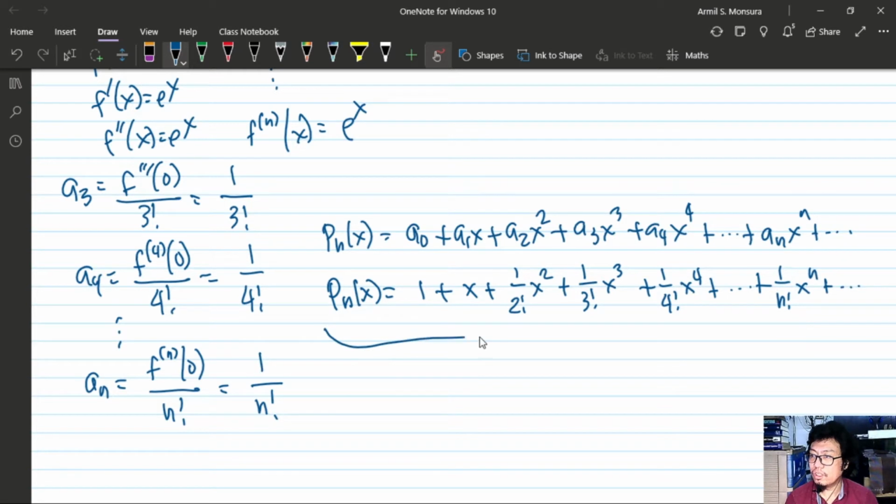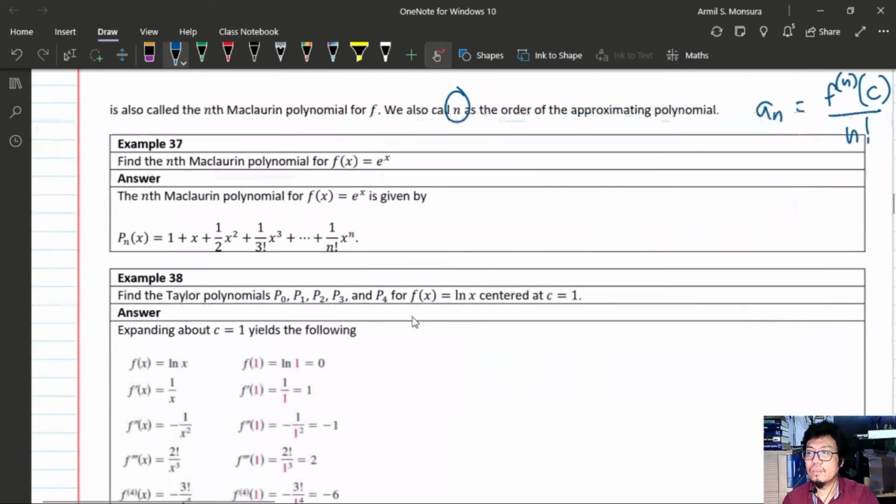Okay, so this is now your nth order approximating polynomial for e raised to x, centered at c equals 0. Okay, so that's centered at 0.